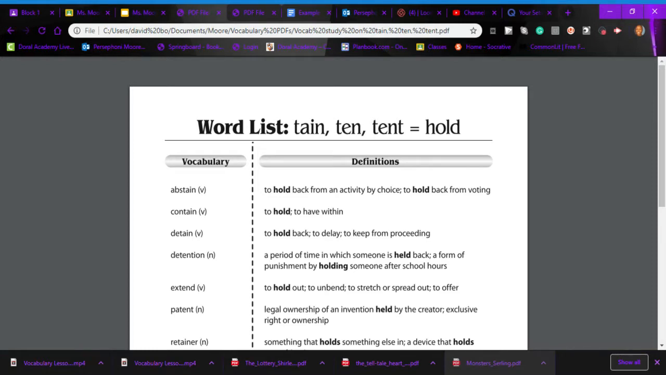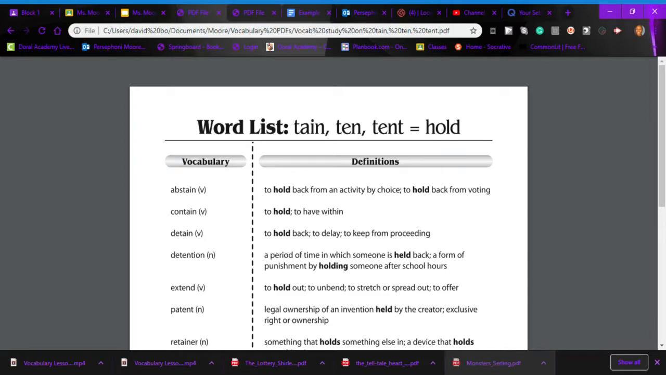Extend is a verb. When we extend something, it means we hold it out. It means we unbend it. We stretch it out or spread it out. And we also offer things by extending them. So we may even extend our gratitude. We may extend our arms to stretch it out, to unbend it.